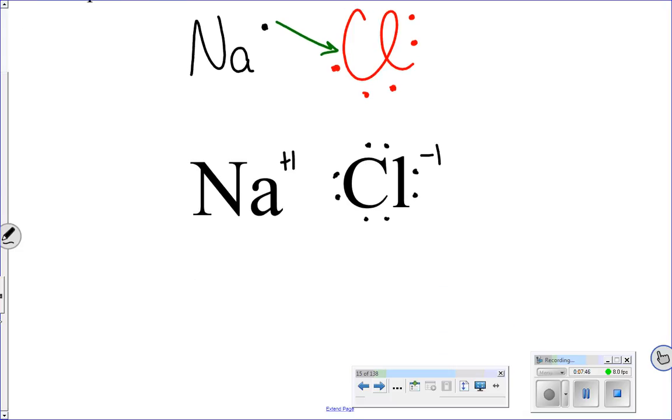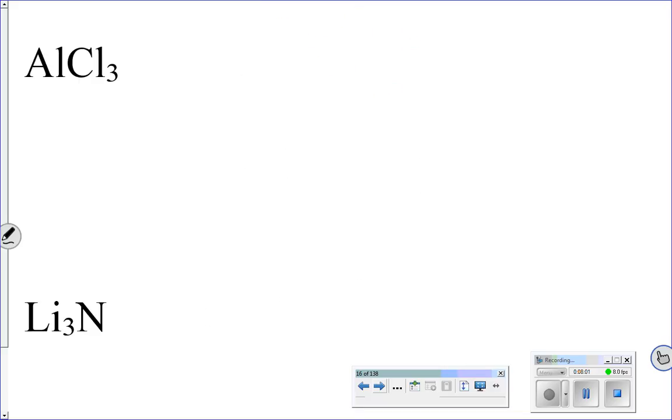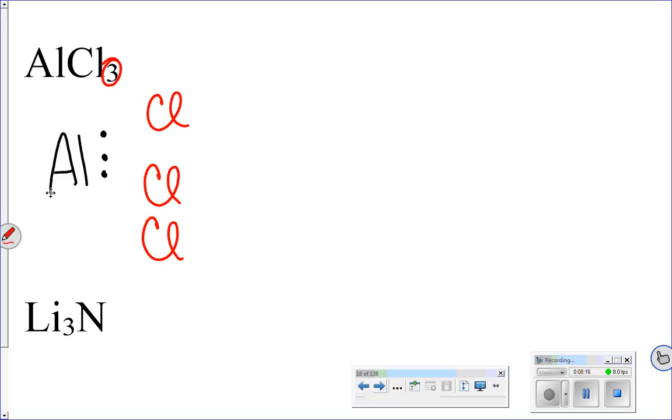Some people like to show these brackets. They look a little neater if you do something like that, but brackets aren't necessary, whichever one works. If you have a compound that's not bonded in a 1-to-1 ratio, to show this graphically, I'm going to cheat for a minute, put 3 valence electrons on one side. I'll never do it again, I promise. And I'm going to put my 3 chlorines, which I know I have 3 of because of that subscript right there.